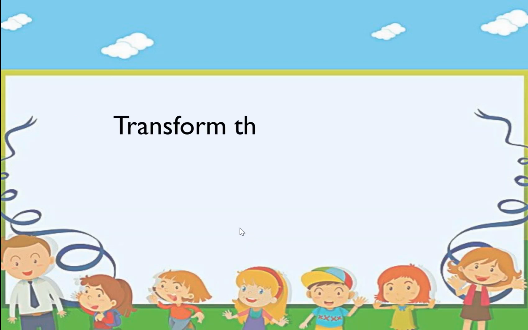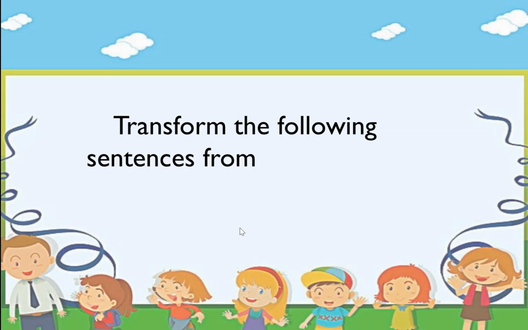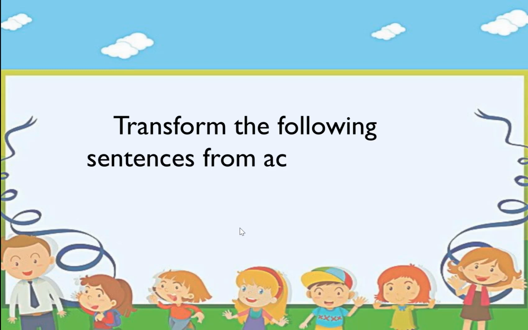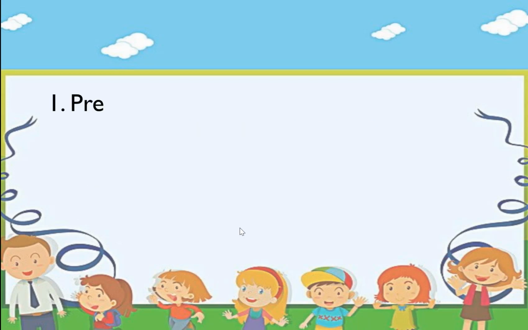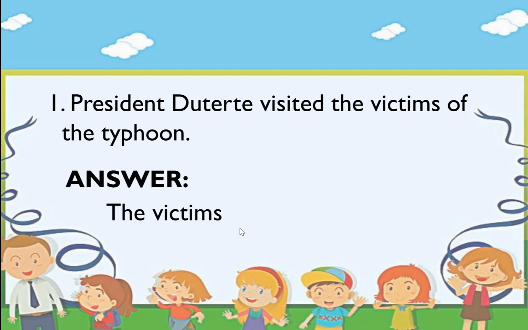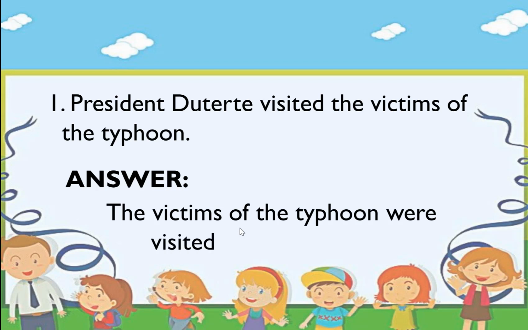Now let us check your understanding and transform the following sentences from active to passive voice. First one, President Duterte visited the victims of the typhoon. Do you have an answer? That's great! Our sentence would be, the victims of the typhoon were visited by President Duterte.